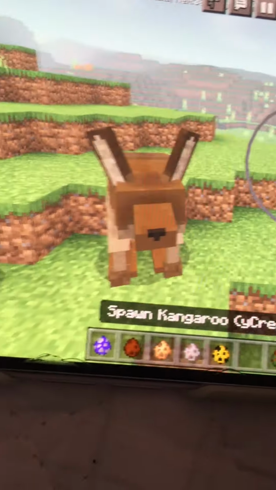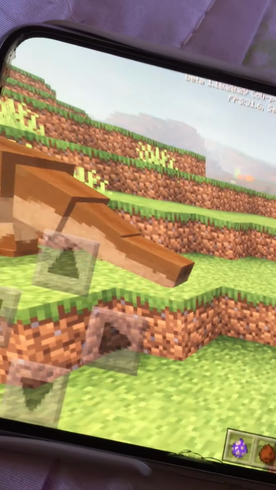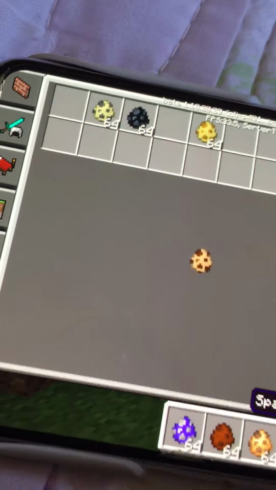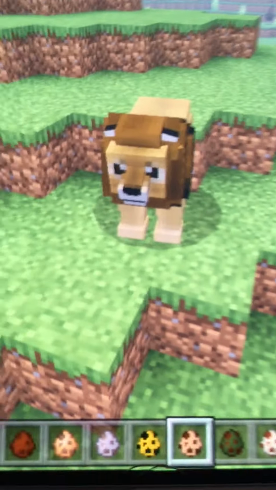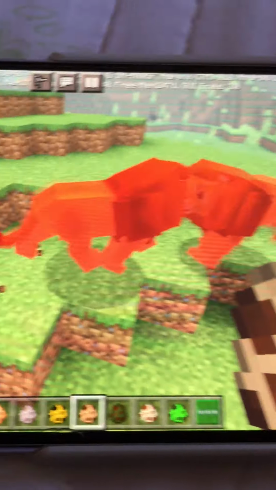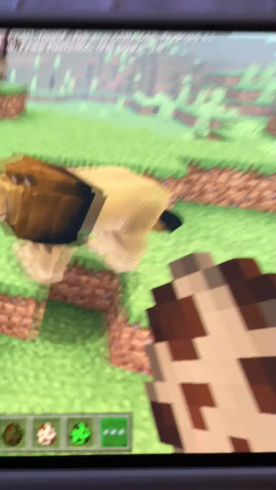K is for kangaroo. Hop, hop, the kangaroo. Kangaroos are hopping. Hop, hop, kangaroo. L is for lion. Lion. And he's fighting with the lions. Ha! Roar.